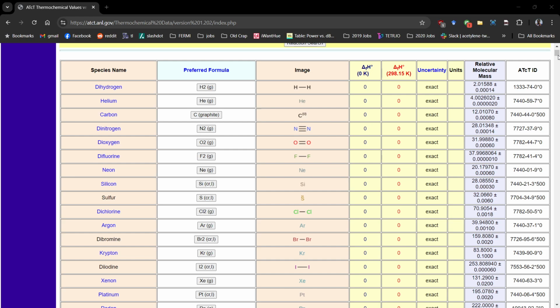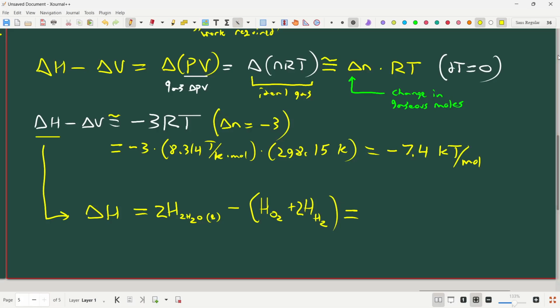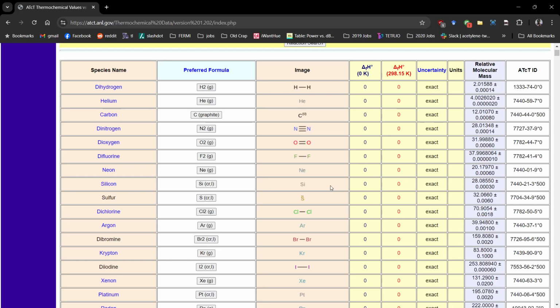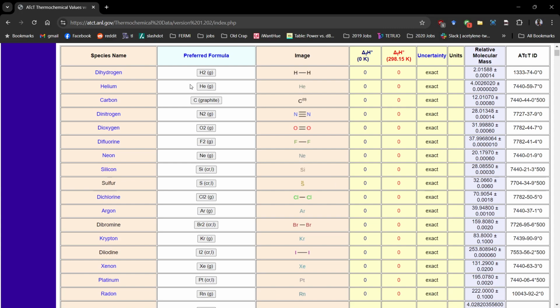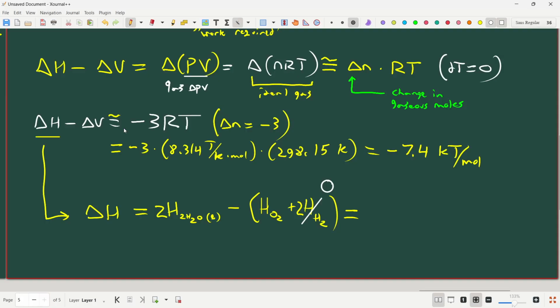Just write that. Let me just go ahead and Alt-tab over. So this one is 0, so we don't need that anymore. Let's look for oxygen on here. Here's dioxygen, O2. It has an enthalpy defined as 0 exactly. I'll talk next class why it's defined exactly at 0. All right. We'll have to figure that out.